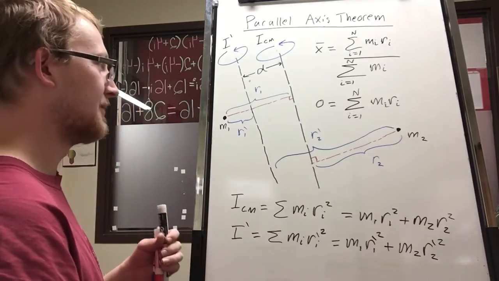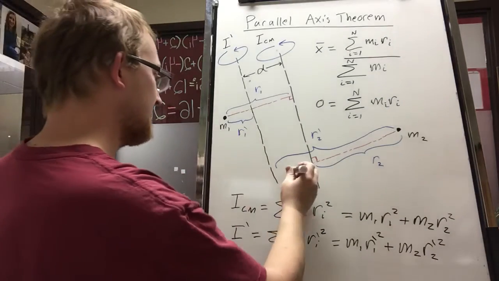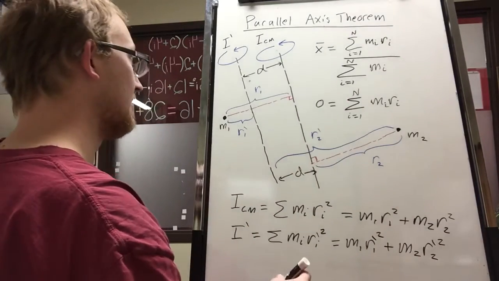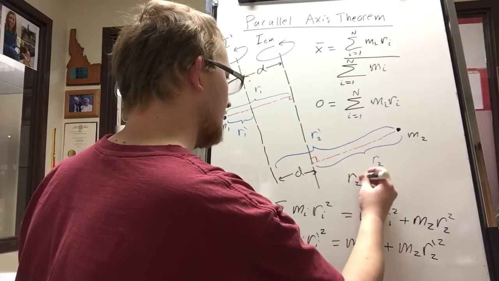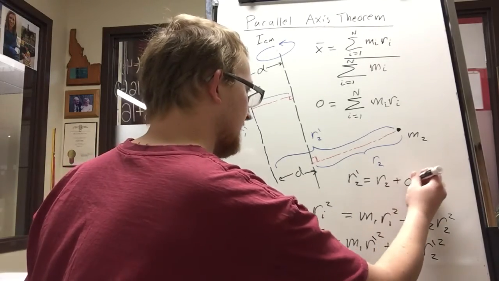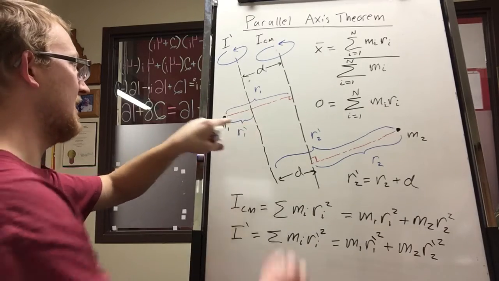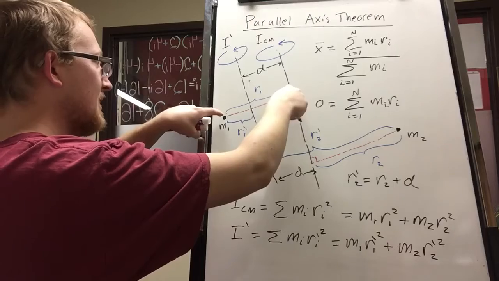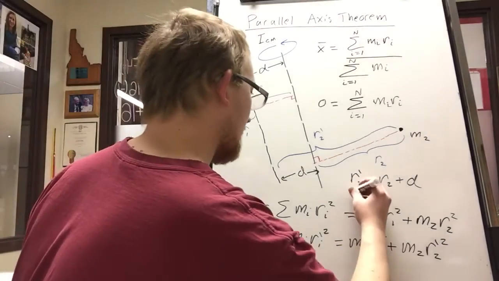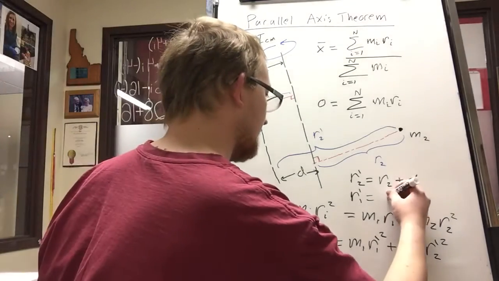So you'll notice here that geometrically it sure looks like r2 plus d, right, because this is the distance that we moved the axis. r2 plus d equals r2 prime. So I'll write that down. r2 prime equals the original distance of mass 2 from the original axis plus d. Likewise up here we can write that r1 prime equals r1 minus d, right? So if I do r1 and I subtract this component out, what I'm left with is r1 prime. So r1 prime equals r1 minus d.